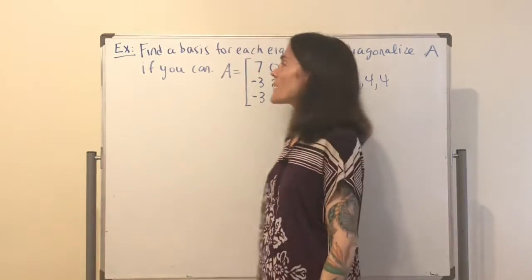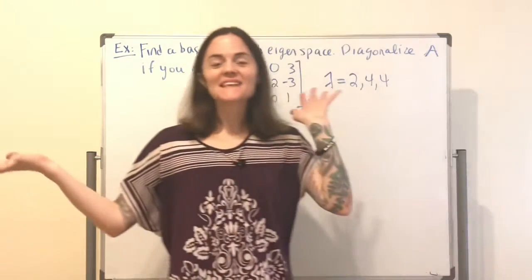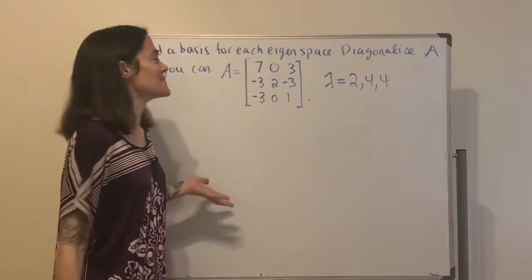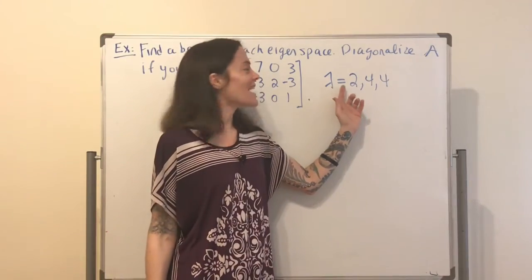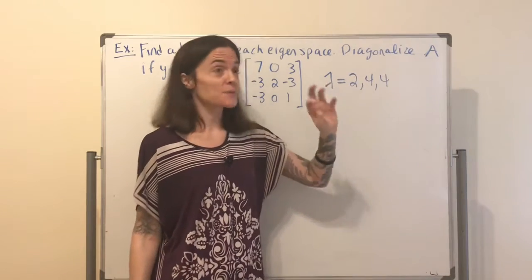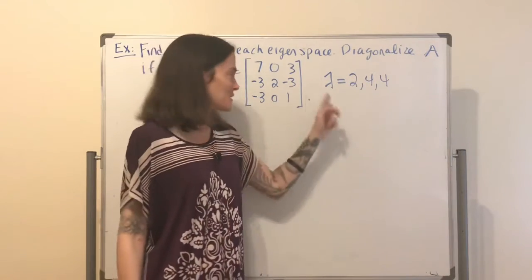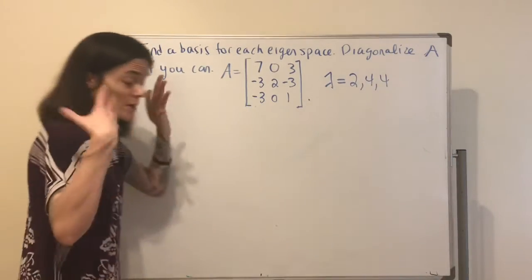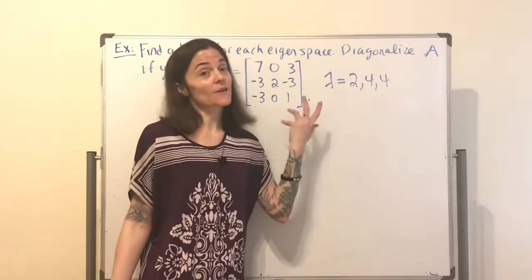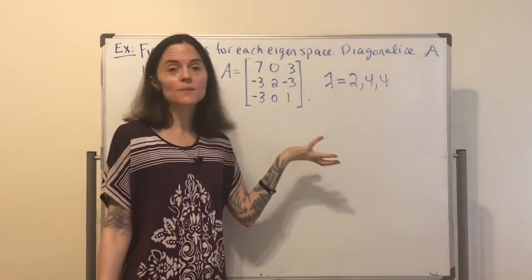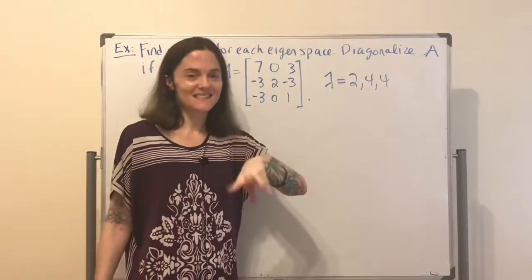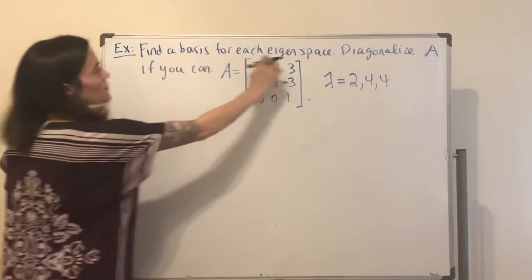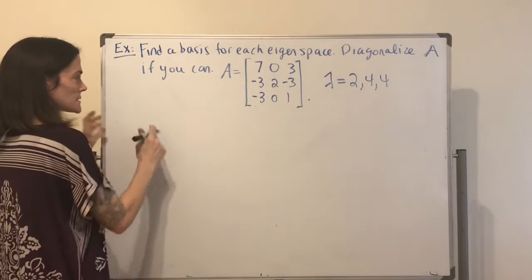Here's another example where we want to find a basis for each eigenspace, and if we can diagonalize A, then we want to. And it's another example from last time. So last time we calculated that we had lambdas 2, 4, 4. Algebraic multiplicity of 4 is 2. Algebraic multiplicity of 2 is 1. Okay. Well, this theorem we just discussed, we can't guarantee that this matrix is diagonalizable because we do not have 3 distinct eigenvalues. So let's go through and start with this part, find a basis for each eigenspace.